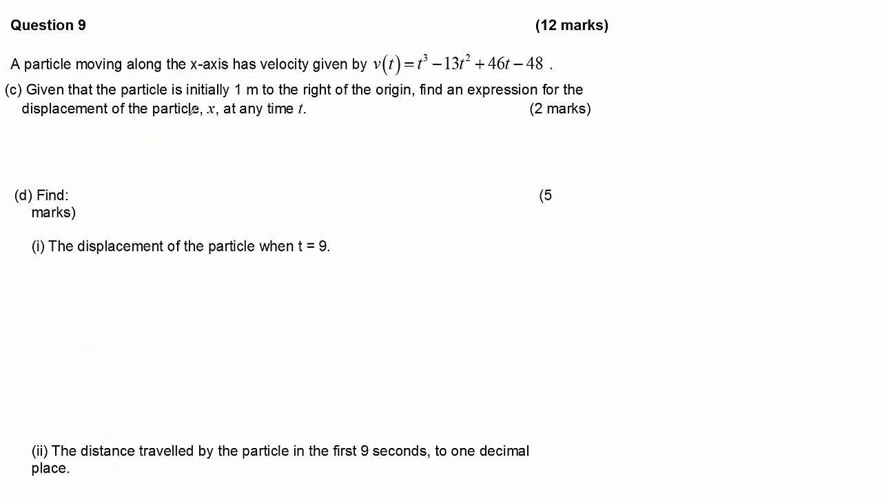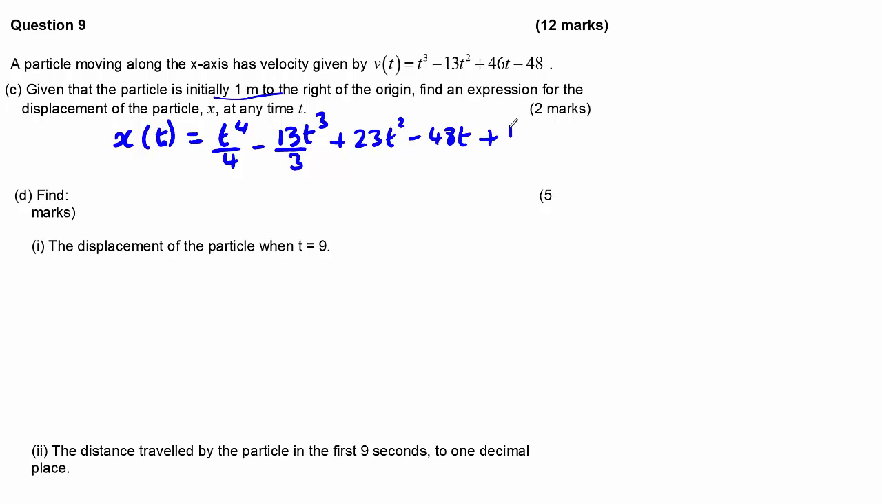Given that the particle is initially 1 meter to the right of the origin, find an expression for the displacement of the particle at any time. So x of t is just going to be the integral of this. So that's going to be t to the 4 over 4 minus 13t cubed over 3. Then 46t squared over 2, so that's going to be 23t squared minus 48t. Initially is when t is equal to 0. So if it's initially 1 meter to the right of the origin, this must be plus 1.